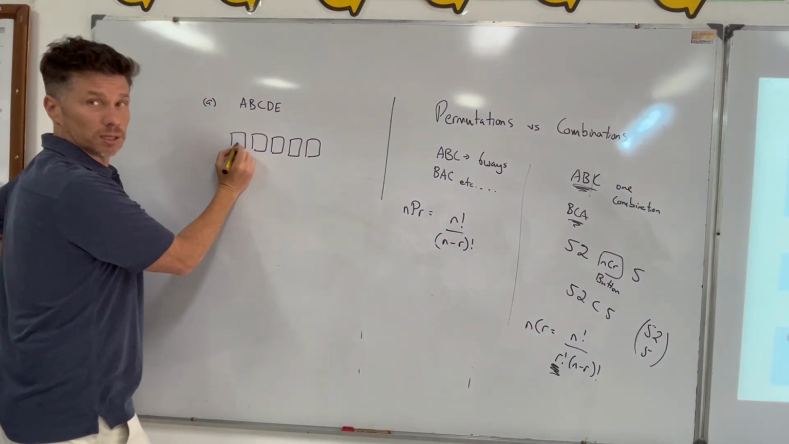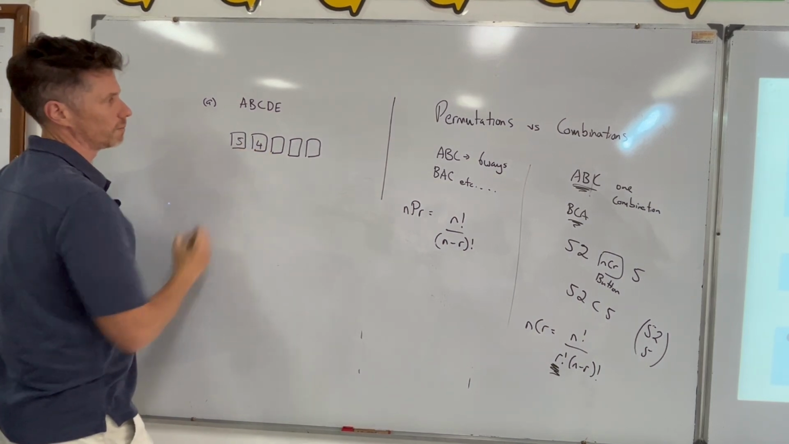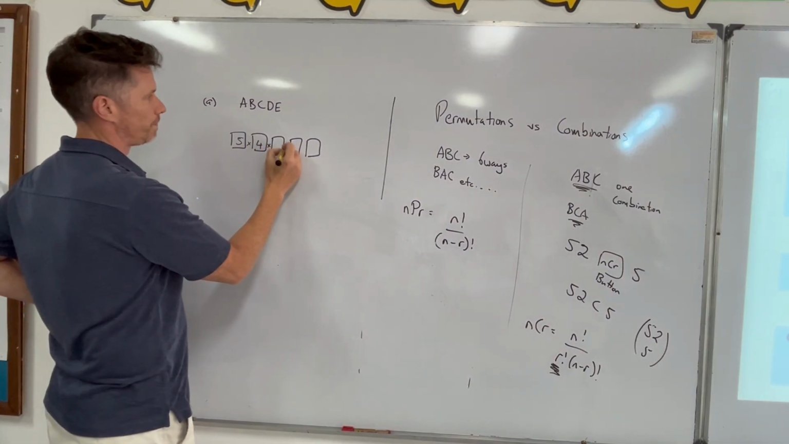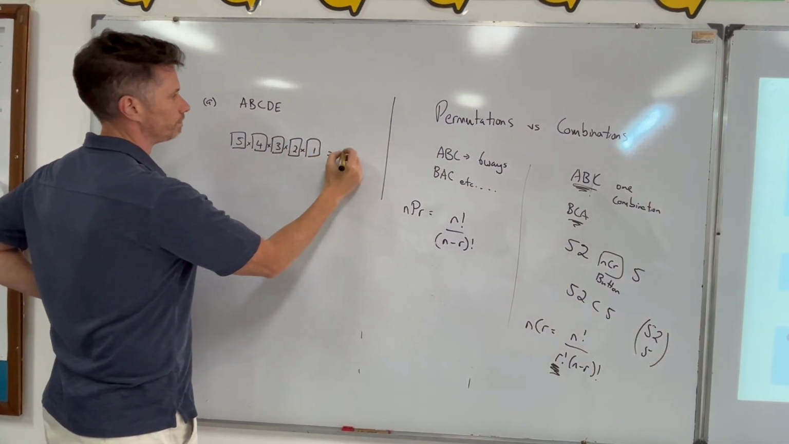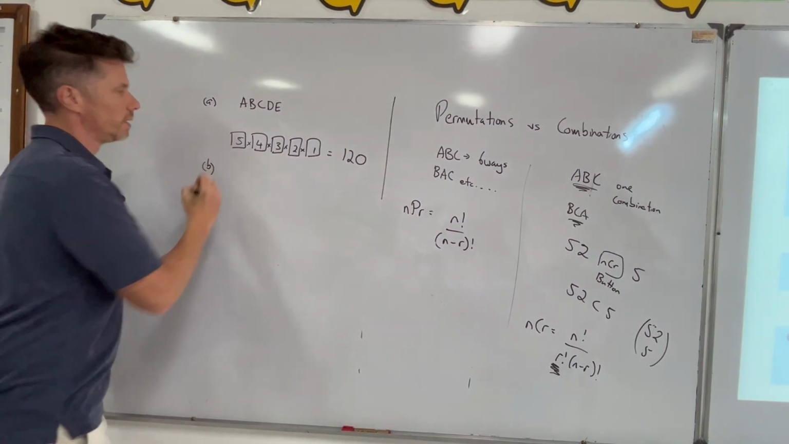This can be A, B, C, D, or E, yeah? If I've picked one of them, what can the next one be? Yeah, whichever one it is. There's 4 options for the second one. So it's just 5 after. Yeah. 120.